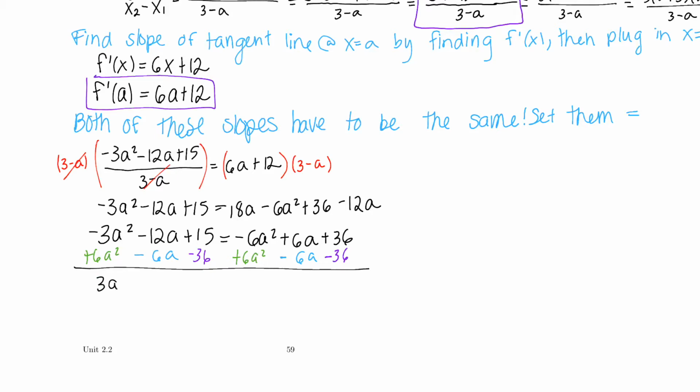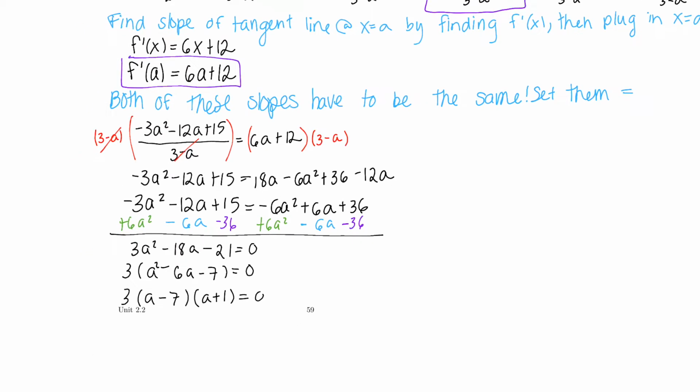So you end up with 3A squared minus 18A minus 15 minus 36, negative 21 equals 0. Factor 3 out. A squared minus 6A minus 7 equal to 0. Here we go. Here's the factoring. A minus 7, A plus 1 equals 0. A equals 7, and A equals negative 1.